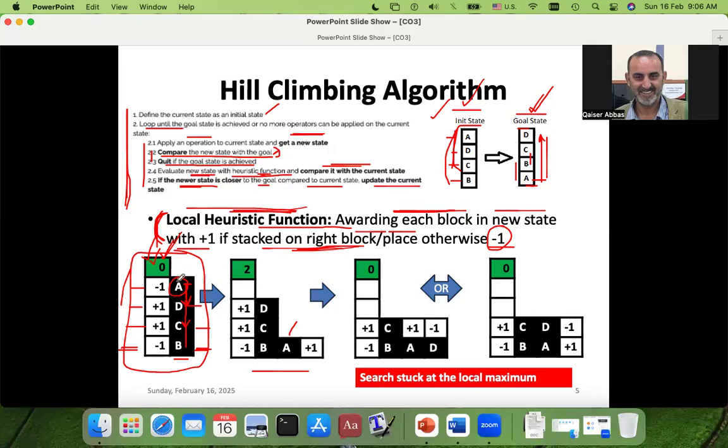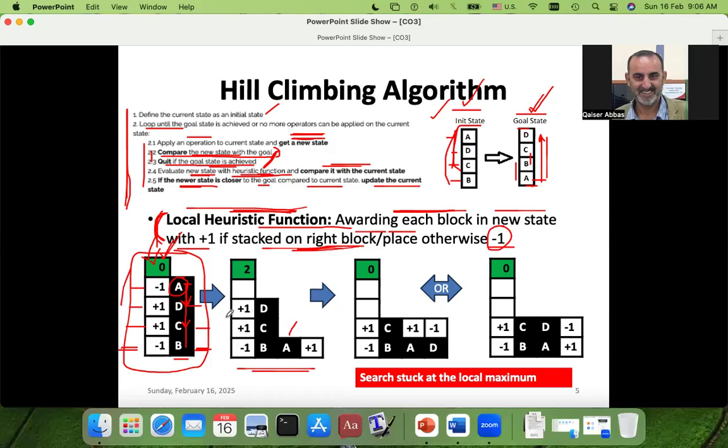So now this is a new state. In this new state, according to the algorithm, A is now down. I moved it down. This is my operation. And then you have to check whether this new state is equal to the goal, compare it with the goal. If goal, quit. No, it is not a goal, so we are not quitting. And then what? Evaluate this new state with the heuristic function.